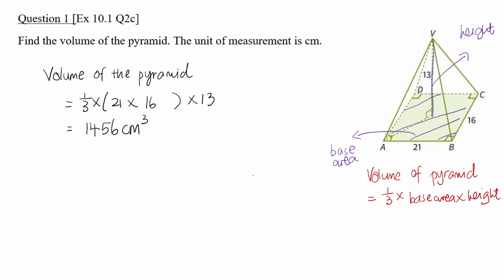Why centimeter cube? Because if you look at the formula here, 21 is the length of the base, which is in centimeter. 16 is the breadth of the base, also in centimeter. 13 is the height, also measured in centimeter. So we have centimeter times centimeter times centimeter. That gives you centimeter cube. So that explains why the unit for volume is centimeter cube.